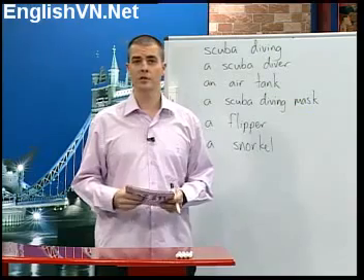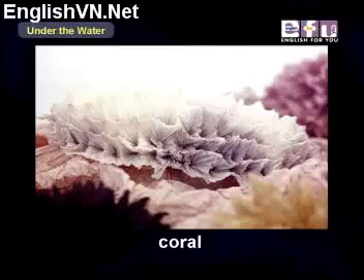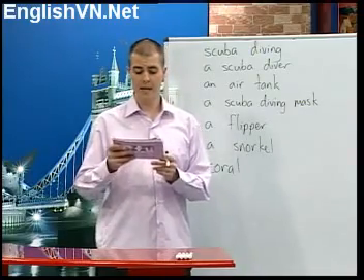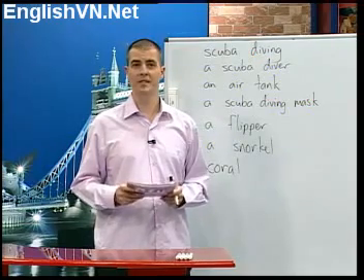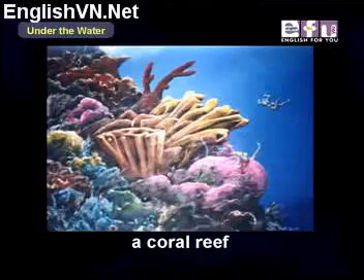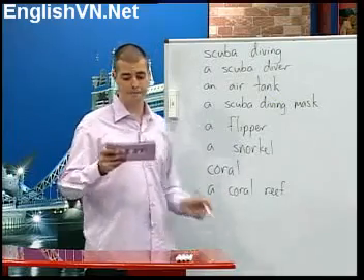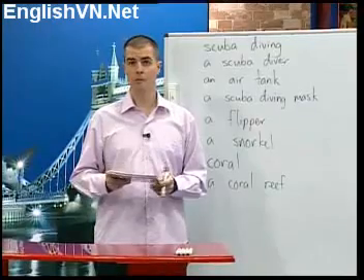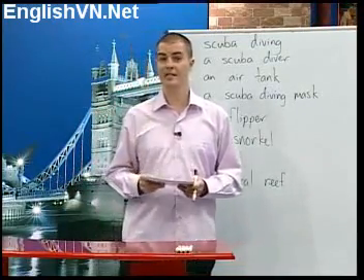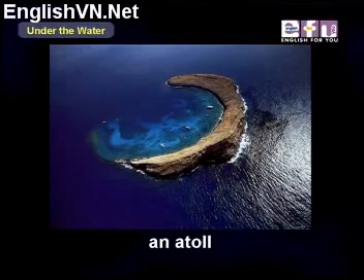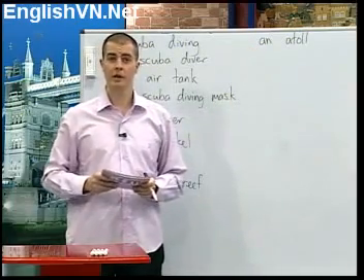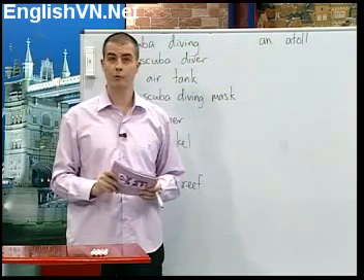A person who uses a snorkel is called a snorkeler. Coral. Coral is a hard red, white or pink substance formed by the bones of tiny sea creatures. A coral reef. A coral reef is a line of hard rocks formed by coral found in warm sea that isn't very deep. An atoll. An atoll is a coral island formed in the shape of a ring or a moon.